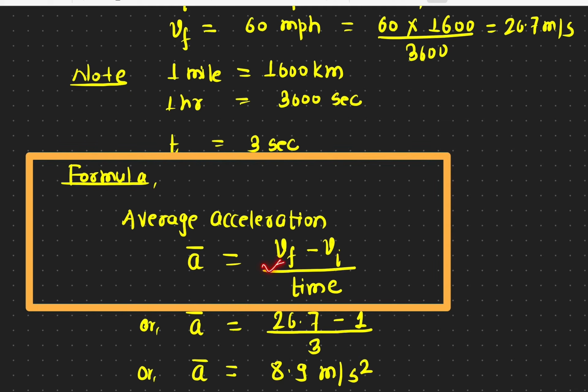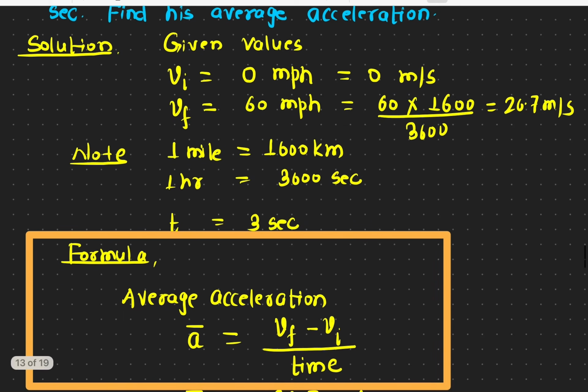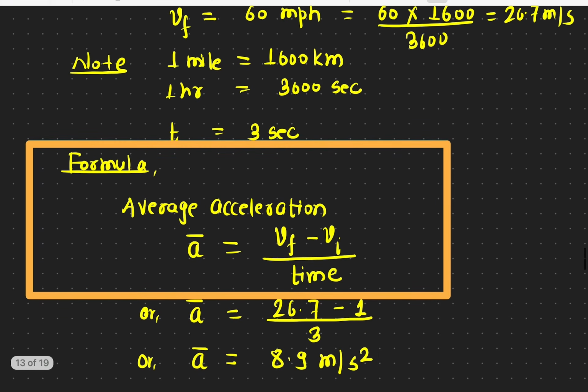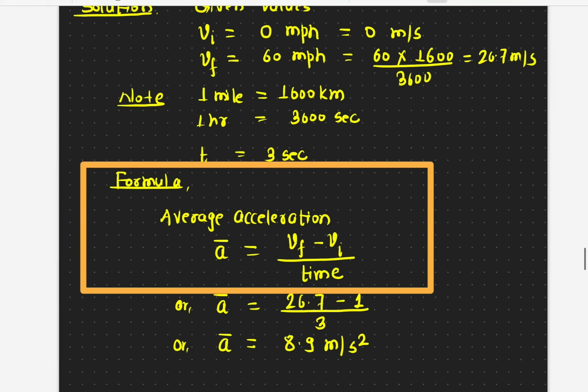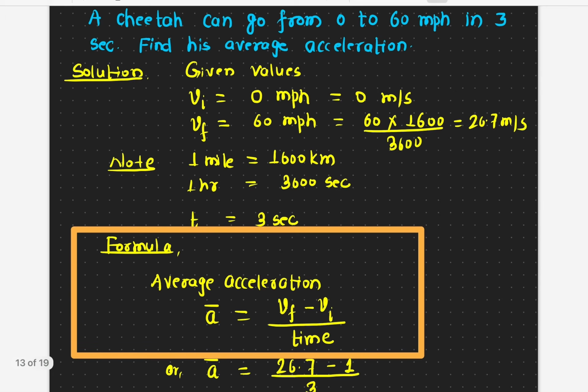So the final velocity we have is 26.7, and the initial velocity, since the cheetah is starting from rest, is 0, and the total time for this velocity change is 3 seconds. If you do the math, you will get 8.9 meters per second squared. That's the average acceleration. And for those who are a little more interested, acceleration is a vector quantity, and I'll explain this in another video.